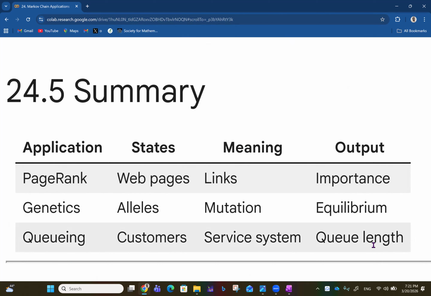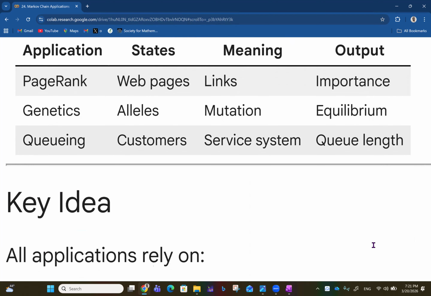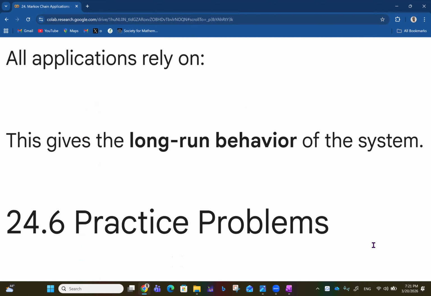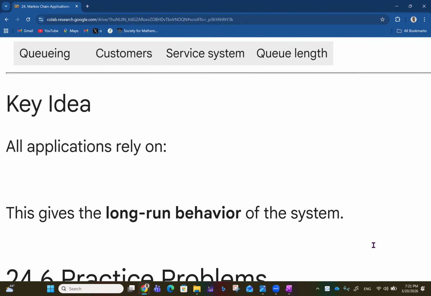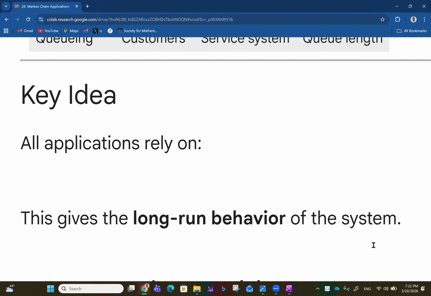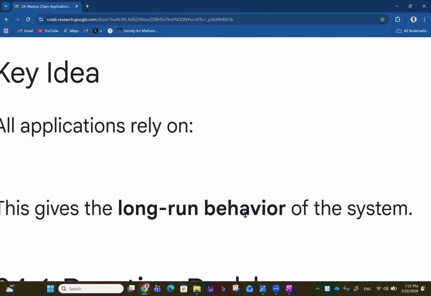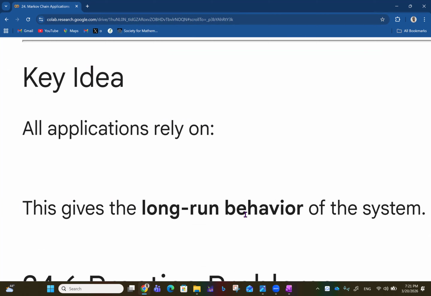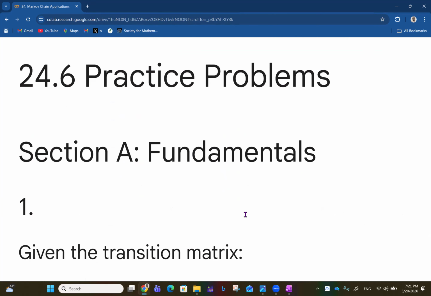At the end of the day, you want to make sure the queue length is manageable, and nobody spends too much time in the queue. So the key idea is that all applications rely on this. This gives the long run behavior of the system. That's why pi P equals pi is very important at the end of the day. It tells you the state around which the system stabilizes in the long run. So we have practice problems here.